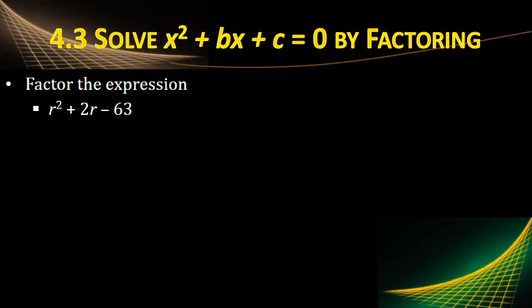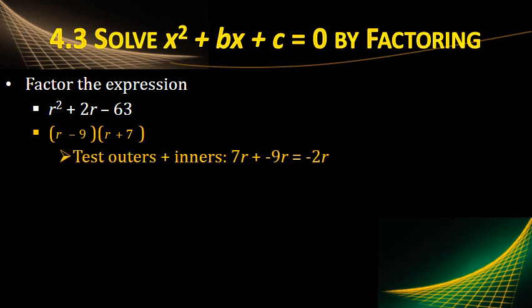Let's try another one. Put your parentheses. What times what makes r squared is r times r. What times what makes negative 63? Well, how about negative 9 and 7? Check. The outers are r times 7. The inners are negative 9 times r, so if I add those together, I get negative 2r.